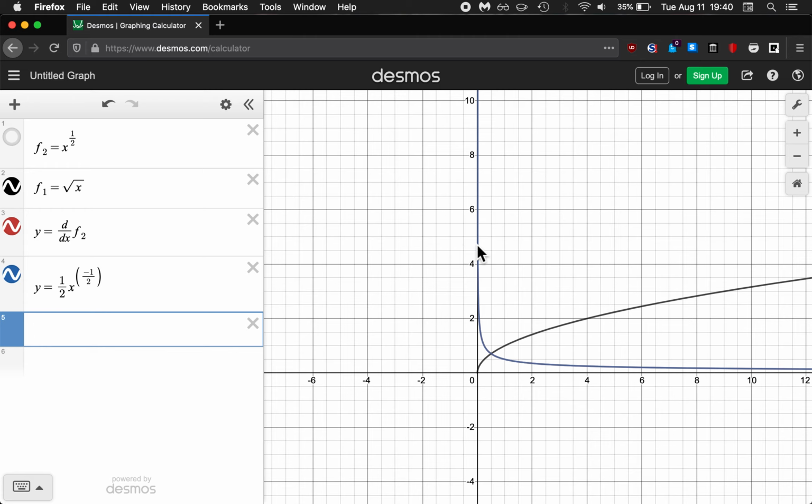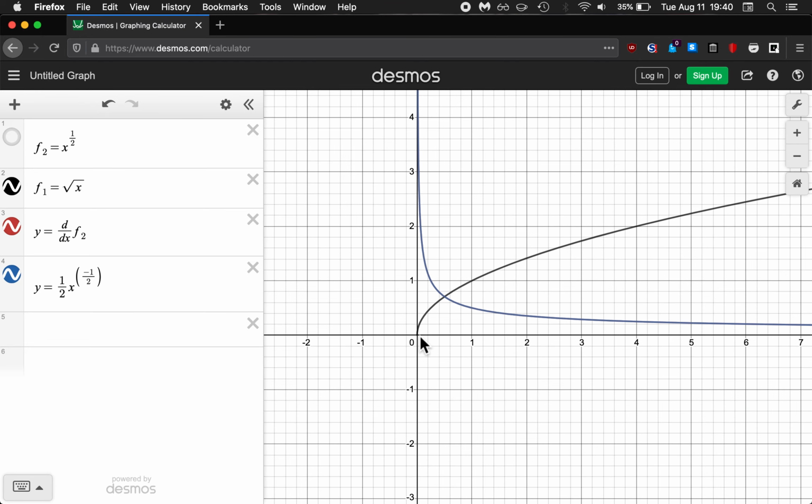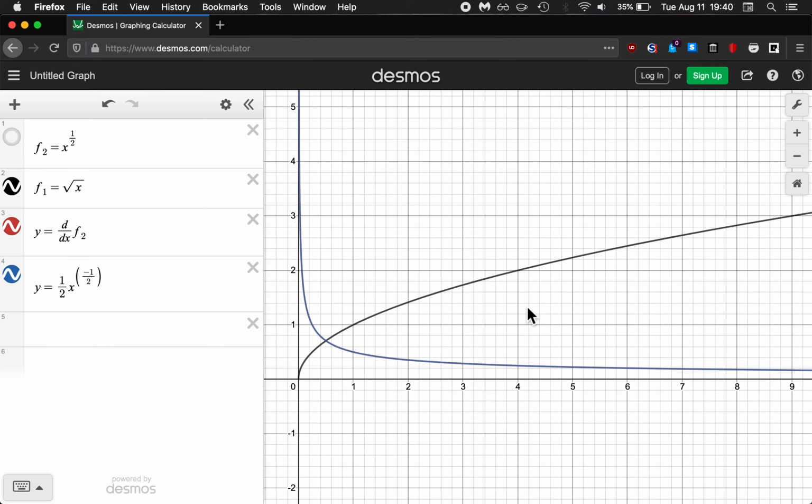So the fact that this is rising off to infinity here in my derivative is reflective of the fact that my square root function actually has a very steep slope for small values of x. And then as the function grows, you can see that the slope is actually decreasing. That rate of change is slowing down. And we can detect that in the derivative because the derivative is getting smaller and smaller in magnitude.